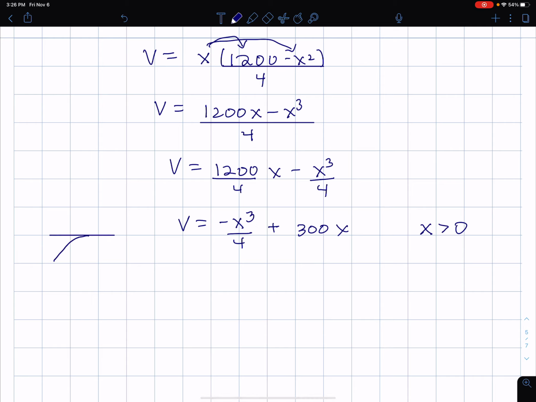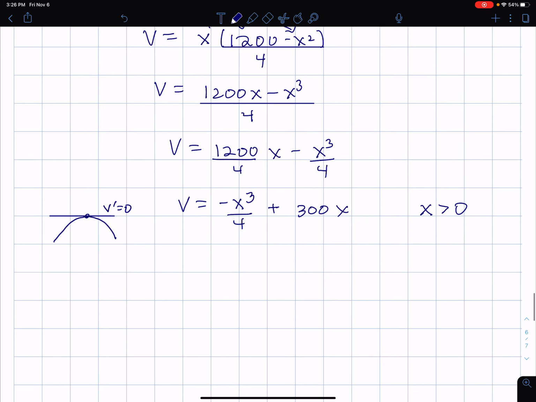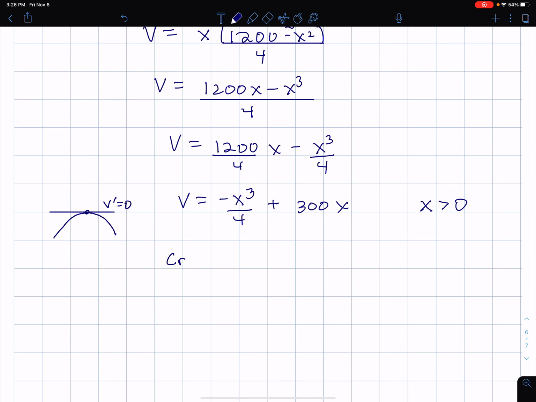We're going to find that maximum. We're going to find where v prime is equal to 0, and I'm going to declare it's a maximum because I can tell, since I know how to sketch the graph of negative x cubed over 4, that it's concave down. I'm not saying the graph looks like this, but it looks something like that, in the respect that it's concave down.